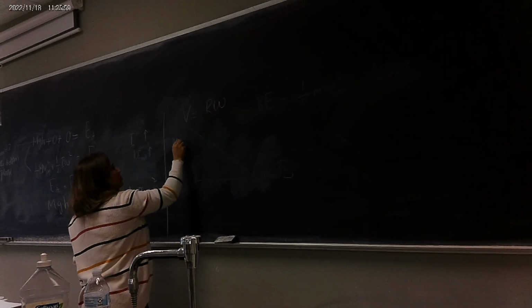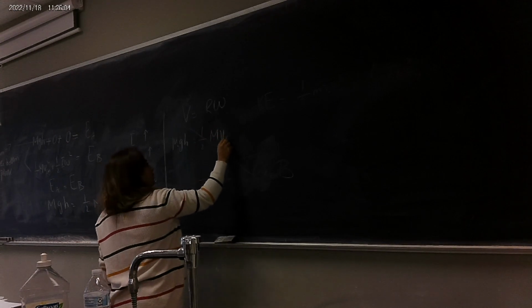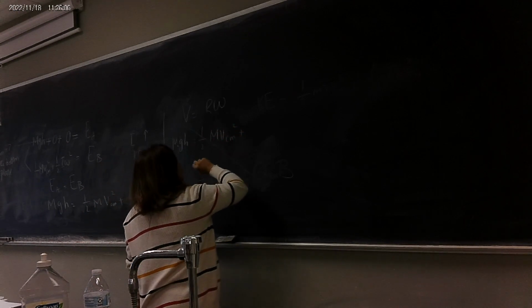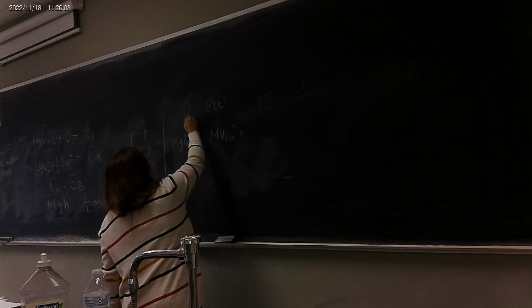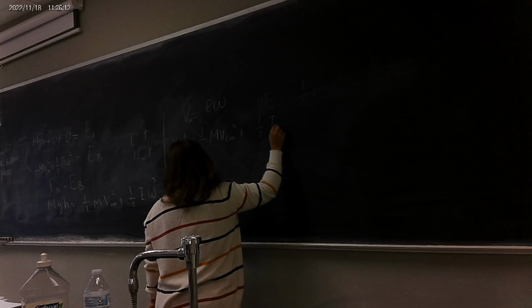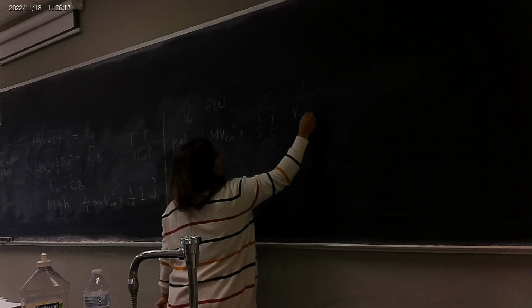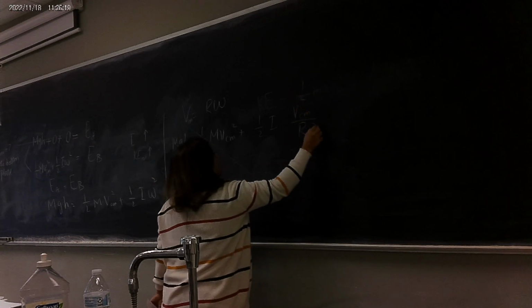Replacing that, mgh equals half m VCM squared plus half I omega squared, where omega is VCM over R squared. Good?